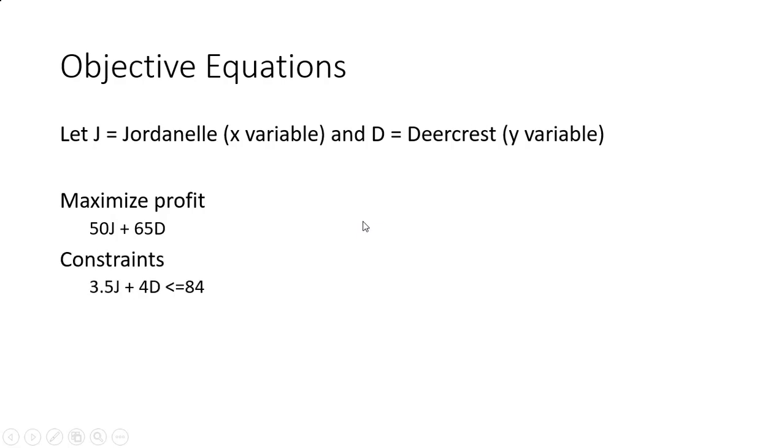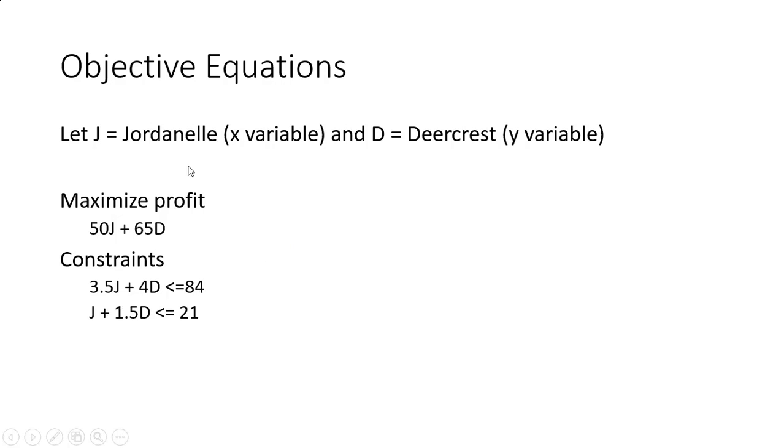So we have our first constraint, 3.5J plus 4D is less than or equal to 84. This is our fabrication constraint. It takes 3.5 hours to manufacture a Jordanelle, 4 hours to manufacture a Deercrest, and there are only 84 fabrication hours available. Then we have our second constraint, which is our finishing constraint.